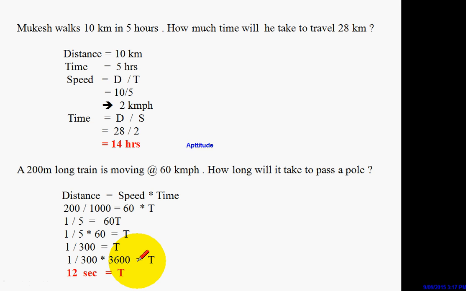So 1 hour is equal to 3600 seconds. Now I have 1 by 300th of an hour, so multiply it by 3600. If you cancel it, you'll get the value as 12 seconds. So that is the time taken by the train to cross a pole, that is 12 seconds. Depending on the answer options, you go for conversion, or straight away you can give the answer as 1 by 300. Here the unit is hours, but in the answer options the units are given in seconds, so we need to convert hours to seconds. That is what the last step is meant for, right?